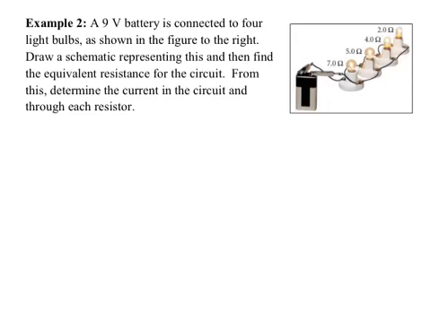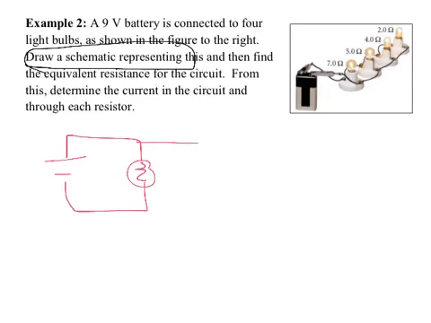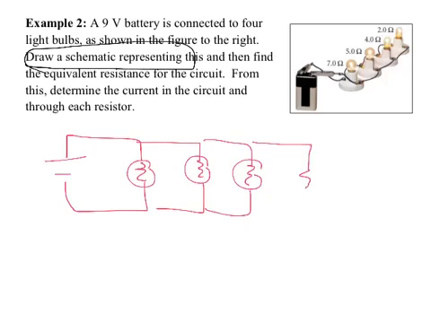Okay? So a 9-volt battery is connected to 4 light bulbs as shown in the figure to the right. Okay, a 9-volt battery. Take a look at the way it's connected. These are in parallel. It connects to one bulb, loops, loops, loops, and then they all loop back. It's not going through the bulb, going around. So if I were to draw this as a schematic, I would have a battery here. It would hit the first bulb and come back. Second bulb, come back. Third bulb, and fourth bulb. That's what this is as a schematic.